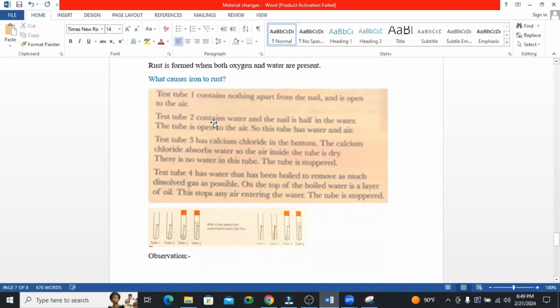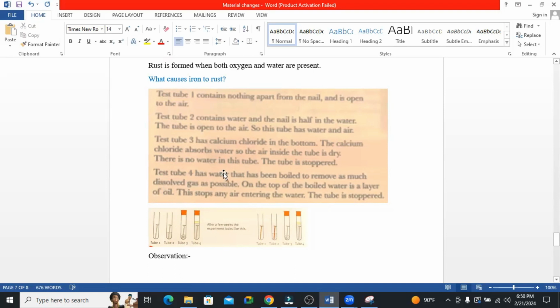Test tube 3 has calcium chloride in the bottom. The calcium chloride absorbs water, so the air inside the tube is dry. In test tube 3, there's calcium chloride, which can absorb water. So in this test tube, there's no water. And the tube is stoppered, so the atmospheric air and the water particles cannot enter test tube 3. But inside the test tube, there's oxygen gas.